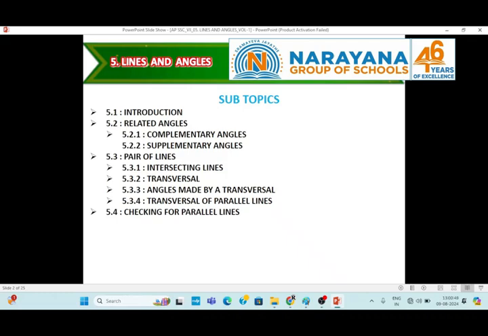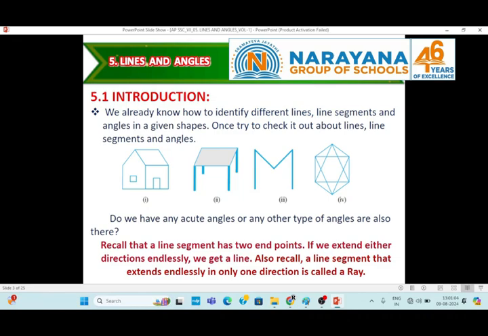The next one is pair of lines. Maybe they are intersecting lines, transversal, and angles made by a transversal of parallel lines. And then checking for parallel lines. So these are the subtopics from this chapter. So, moving on to the first subtopic.